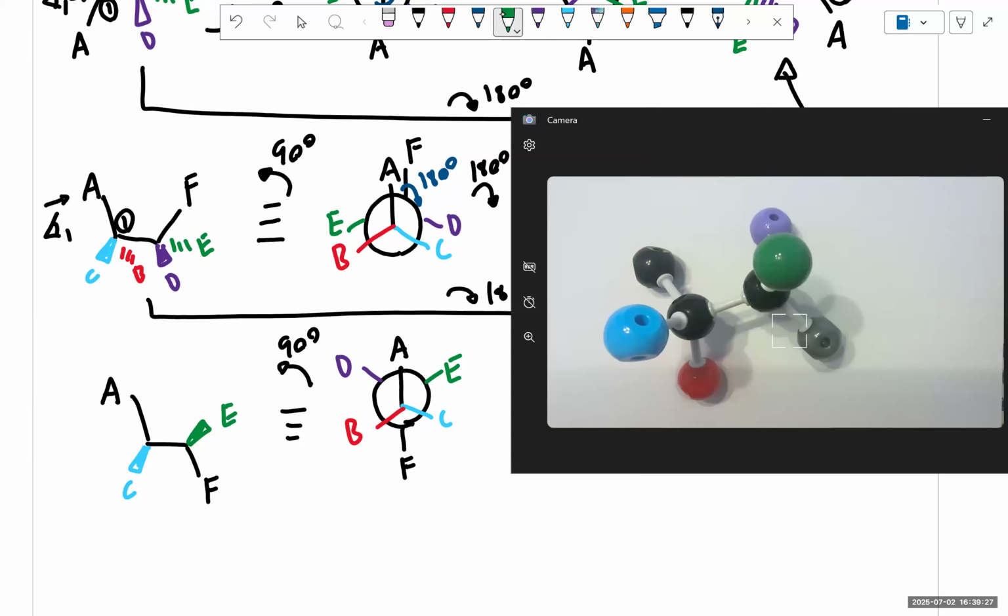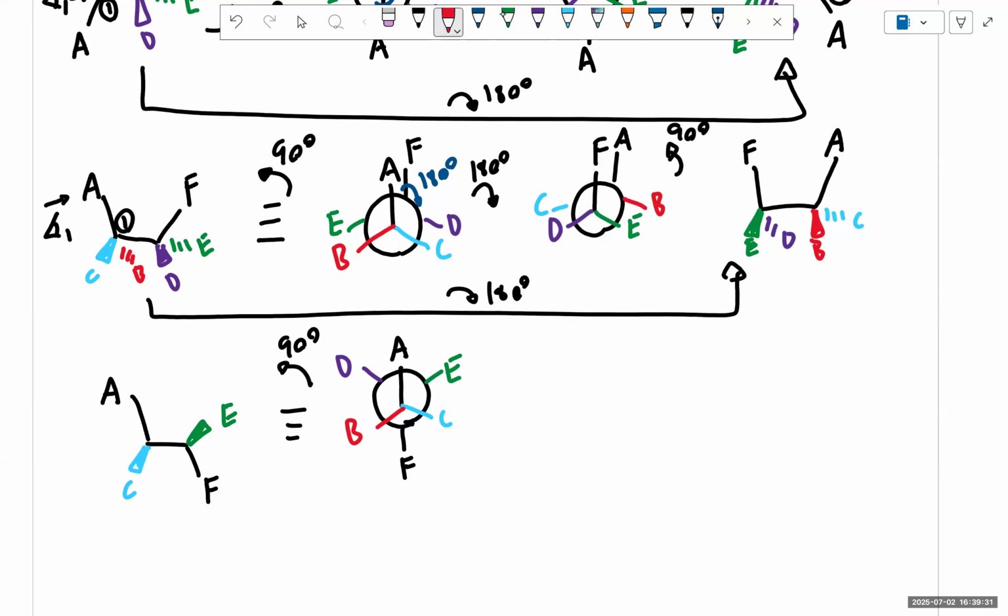The dashed groups pointing away from us are atoms B and D, the red and purple atoms. Okay, so as you can see, we've drawn another Dash-Wedge depiction of the same molecule. And in essence, what we've done is we've taken and rotated this carbon-carbon bond 180 degrees.